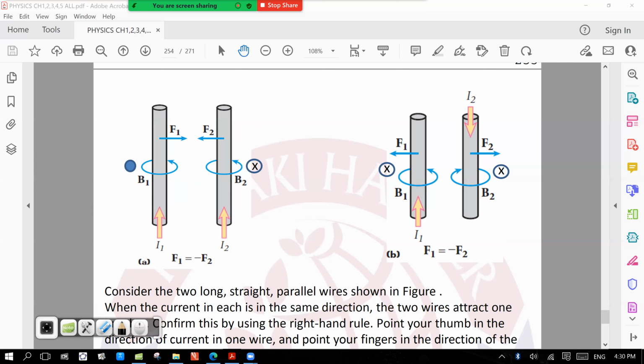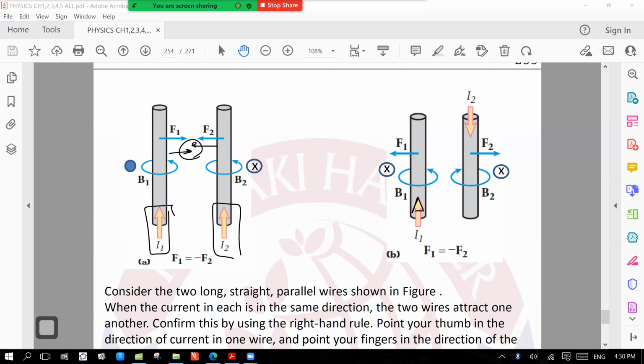So if I use my right hand rule, I see that if the direction of the currents were the same in these two wires, the wires will attract each other. And if I have two wires this time, but in two different directions, one of them up, the other one down, so the currents are in opposite directions, in that case the wires are going to repel each other, right?